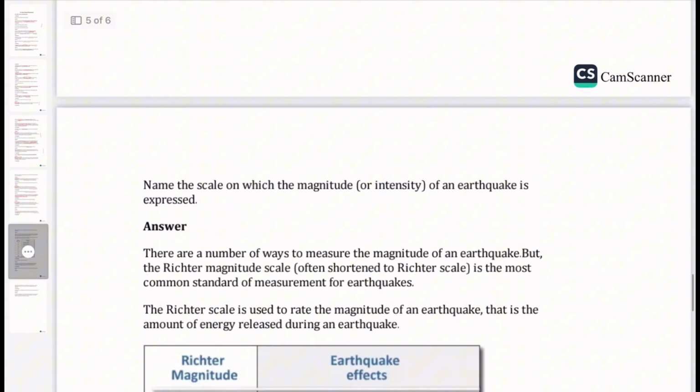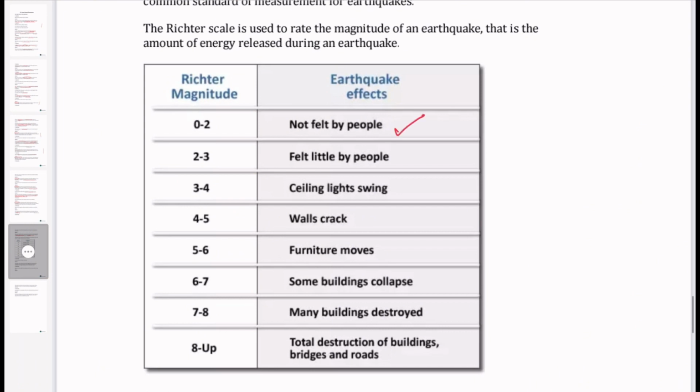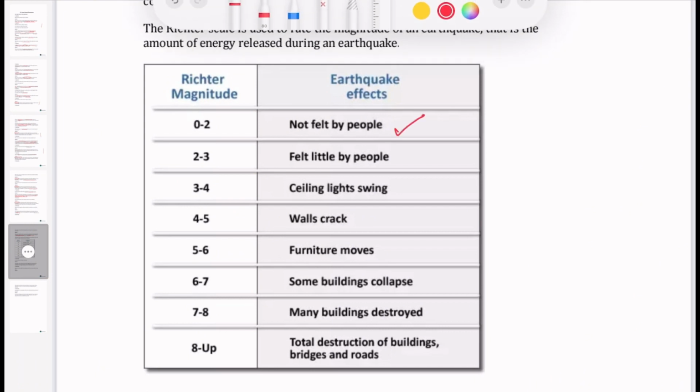Name the scale on which the magnitude or intensity of an earthquake is expressed. The scale is called the Richter scale, on which the earthquake is measured. 0 to 2, not felt by people. 2 to 3, felt little by people. 3 to 4, ceiling light swings. 4 to 5, wall cracks. 5 to 6, furniture moves. 6 to 7, some buildings collapse.